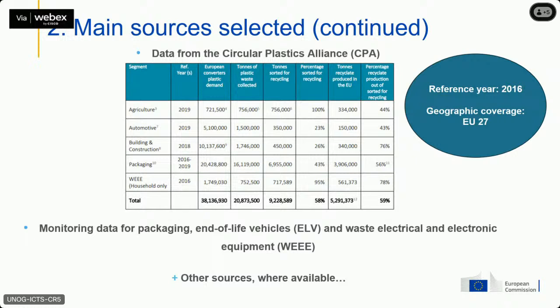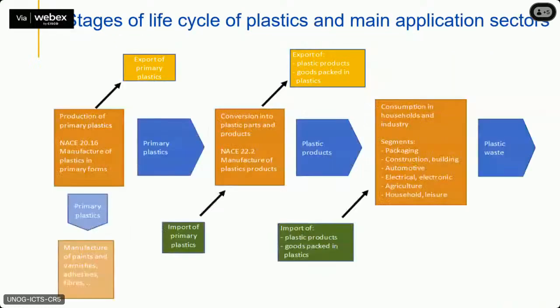This study had 5 categories: agriculture, automotive, building and construction, packaging, electronic waste, that do not correspond either to the types of waste that we have in waste statistics, nor to NACE. But we used coefficients, and we used shares as part of the results that we produced. So it was helpful as an auxiliary source of information.